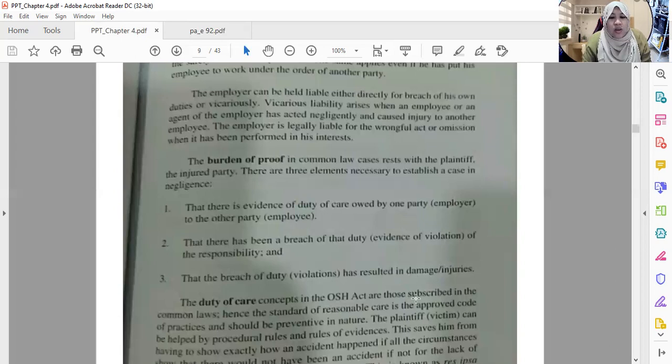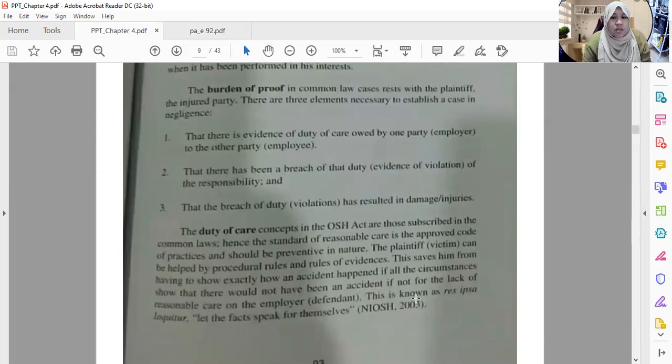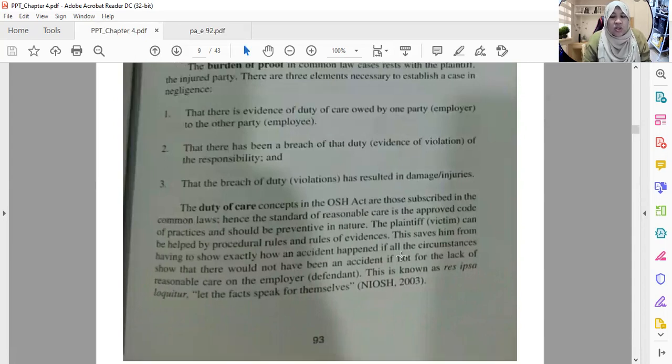The duty of care concept in OSHA Acts are those subscribed in the common law. Hence, the standard of reasonable care in the approved code of practice should be preventive in nature. So the plaintiff victim can be helped by procedural rules and the rules of evidence, and this saves him from having to show exactly how an accident happened if all the circumstances show that there would not have been an accident, if not for the lack of reasonable care of the employer, the defendant.